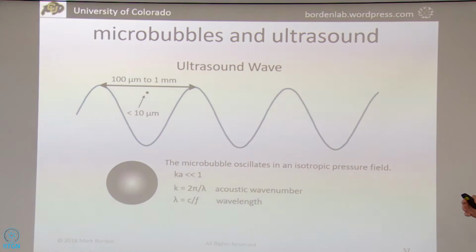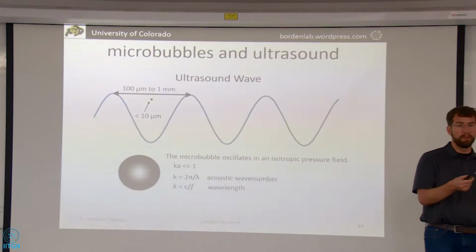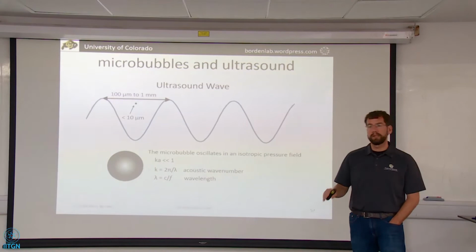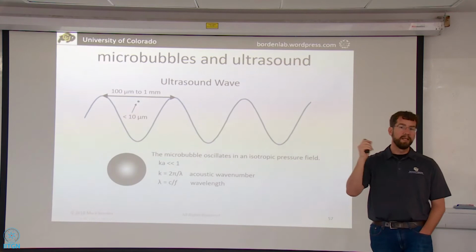Okay? So, also, because the bubble is small compared to the wave, it's a scattering phenomenon, not a reflection phenomenon. Sometimes in the literature, you'll see the term bubble reflection or bubble reflectivity used. That's the wrong physics. It's not a reflection, it's a scattering phenomenon. It's like the difference between how air scatters the sunlight to give us the blue sky. That's a scattering phenomenon, not a reflection.